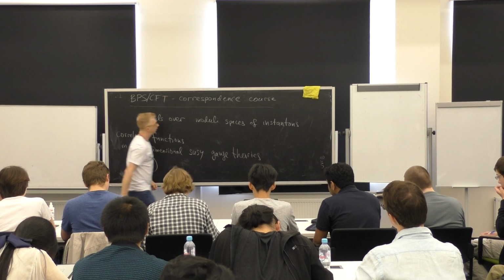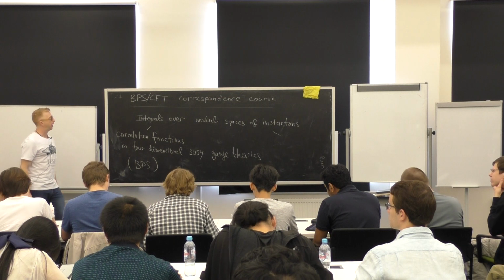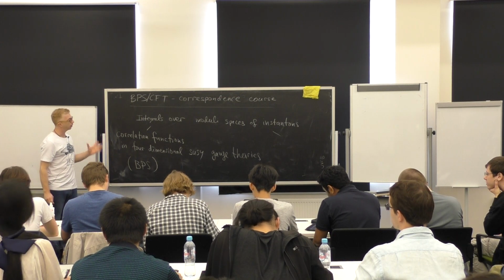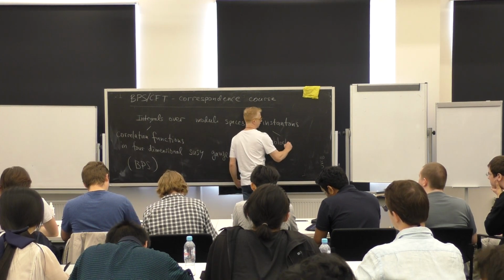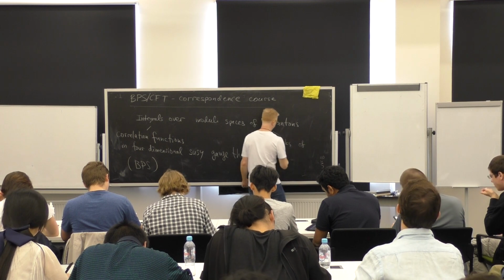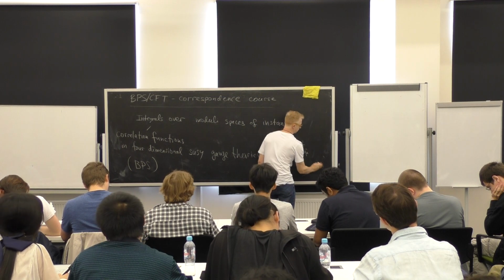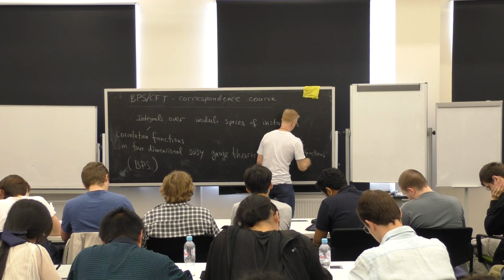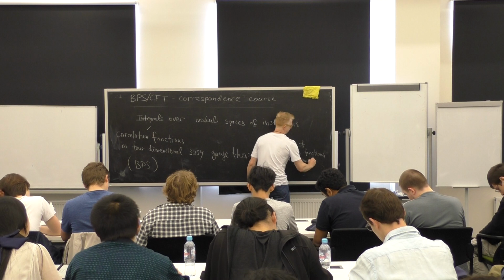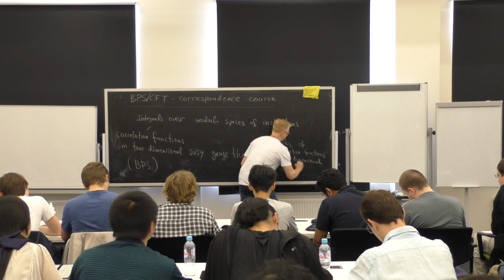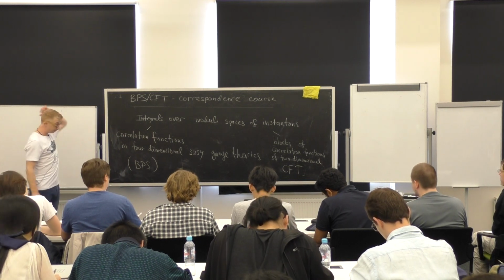And later, we will interpret them as correlation functions or conformal blocks of correlation functions. Just put roughly, as blocks of correlation functions of two-dimensional conformal field theories. That's the CFT side. And so that will establish the correspondence.